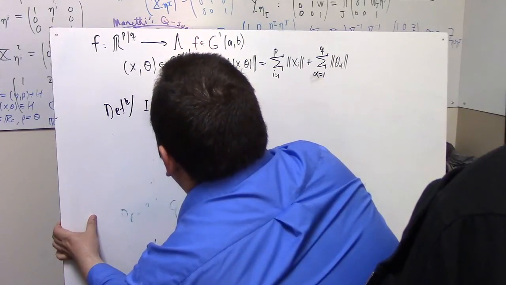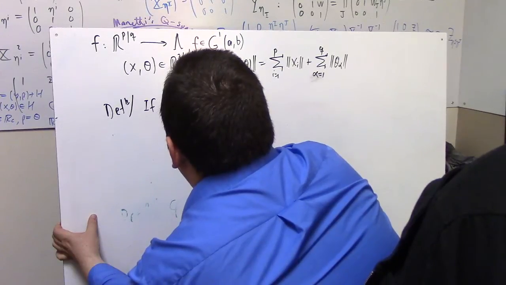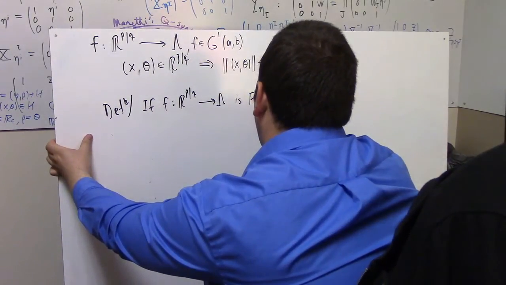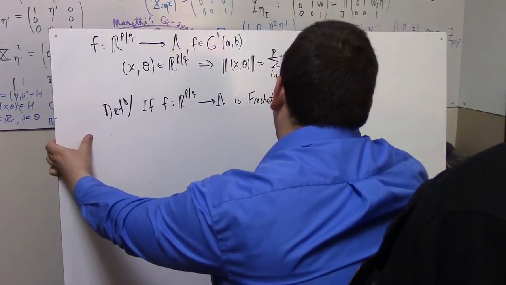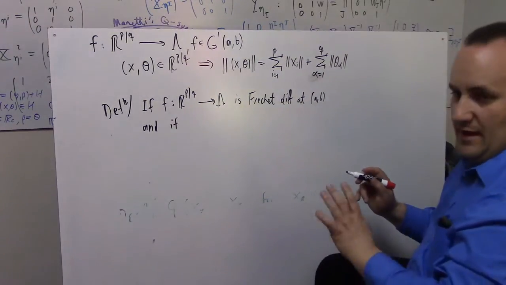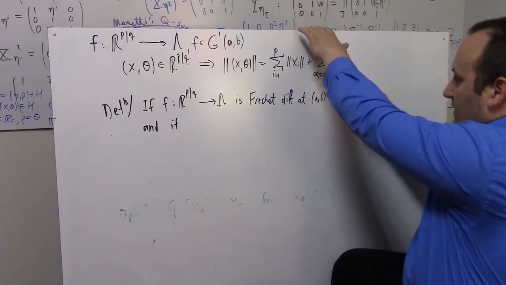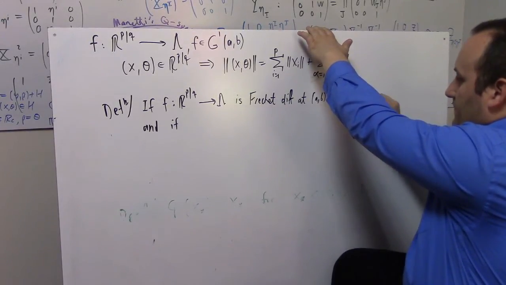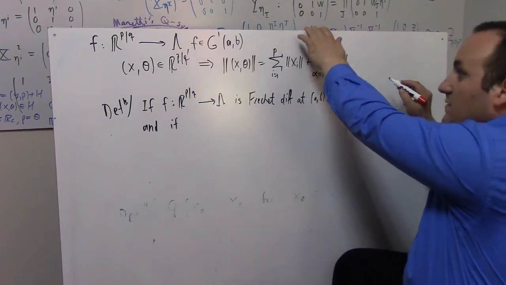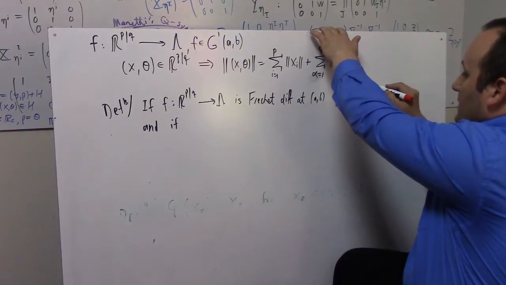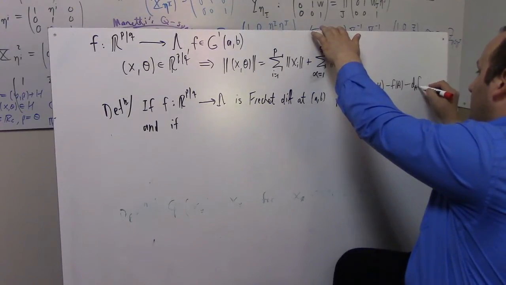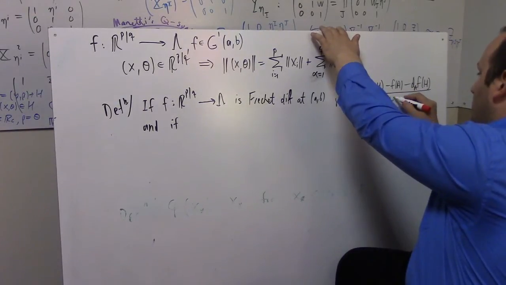If f from R^{p|q} to Lambda is Frechet differentiable at (a, b), and I better pause right there. What that means, of course, is that the limit as h goes to 0 of f of, goodness gracious, I had (a, b), let's just call that collectively a. So f of a plus big H, minus f of a, minus d_a f of h, all divided by the norm of h, is equal to 0.